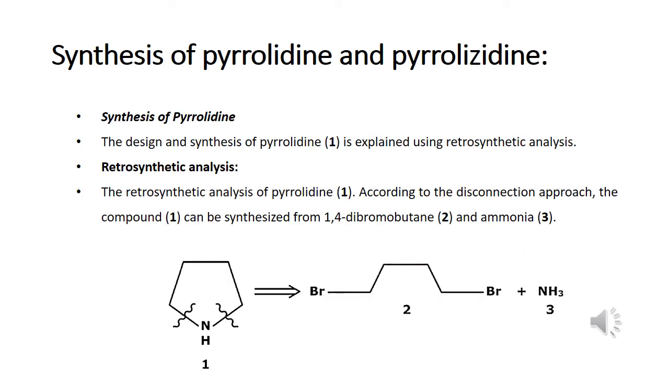Well, other examples of five-membered heterocyclic compounds include the synthesis of pyrrolidine and pyrrolizidine. Here you can see the design and synthesis of pyrrolidine. It is explained using retrosynthetic analysis, where you can see structure 1, where two wiggly lines are applied after the secondary amine group. The inclined arrow indicates that a carbon-nitrogen disconnection is carried out. We're going to get the synthetic equivalents as 1,4-dibromobutane and ammonia.